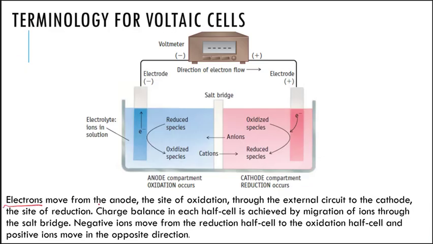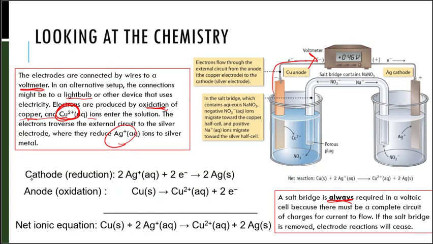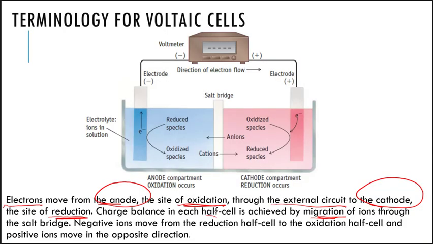And again, electrons move from the anode, which is the site of oxidation, through that external circuit to the cathode, which is the site of reduction. Charge balance in each half cell is achieved by migration of ions through the salt bridge. And we see here that when we look at the cathode and the anode, or the reduction and the oxidation half reactions, there are 2 electrons and 2 electrons on both sides.